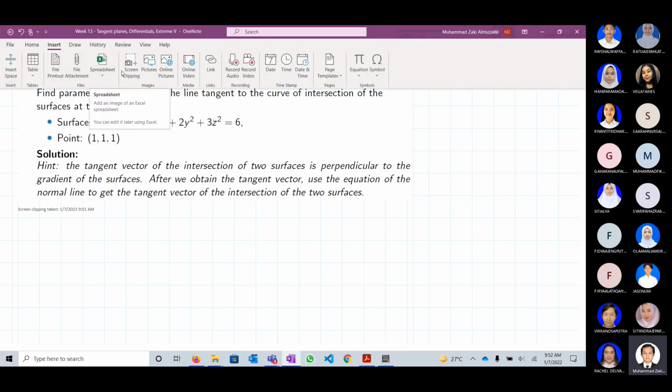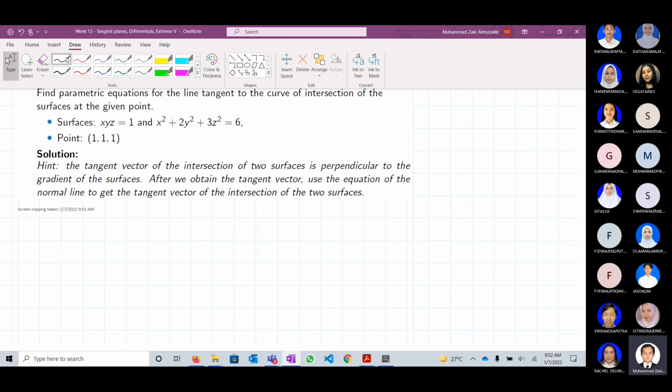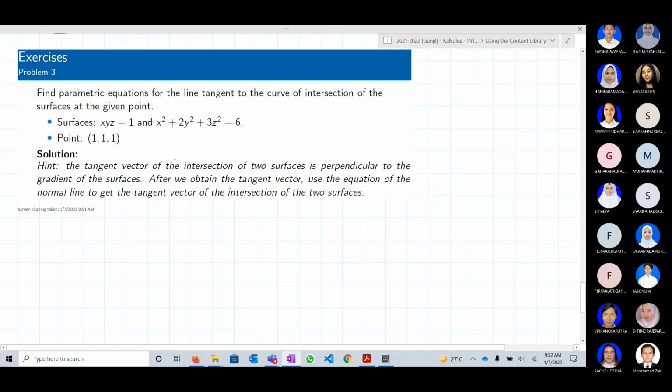So for this one, we need to find the gradient. Let's say we have f of x, y, z is the function xyz minus 1.